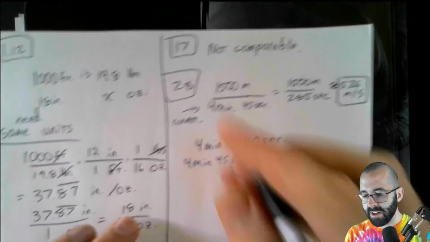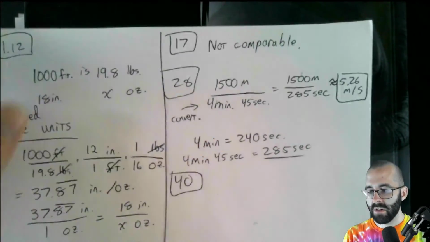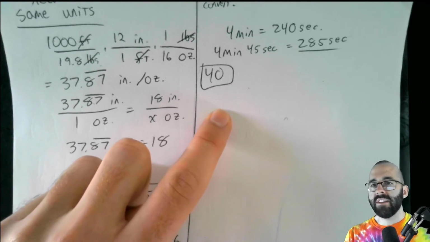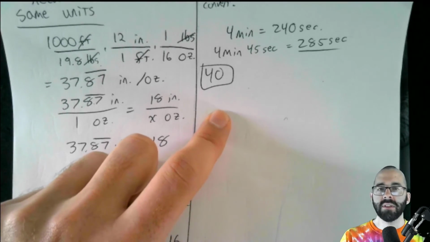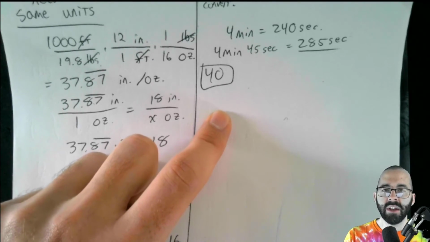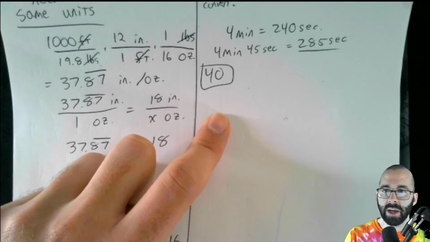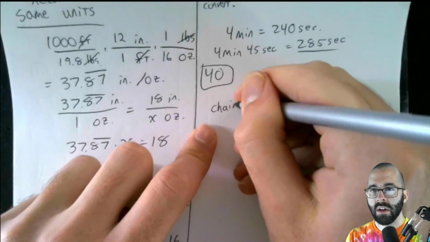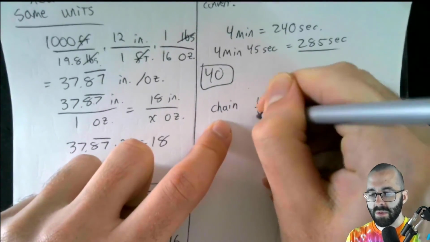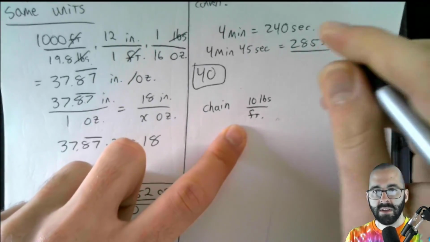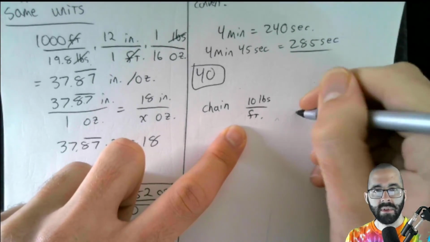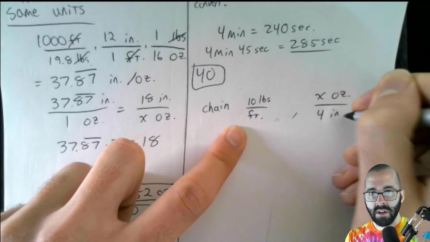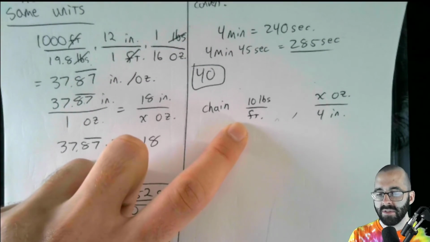Last problem we're going to do on this video is problem number 40. We have a chain, and this chain weighs 10 pounds per every foot. This is kind of similar to our other one from the video. How many ounces will 4 inches weigh? Okay, so we had a chain that is 10 pounds per foot. And the question is, how many ounces will 4 inches weigh? So very similar.